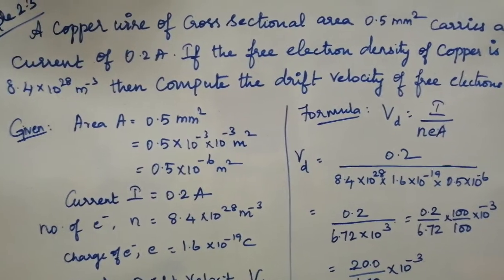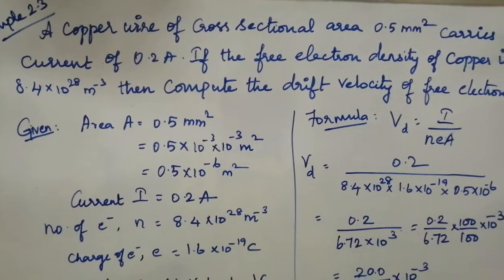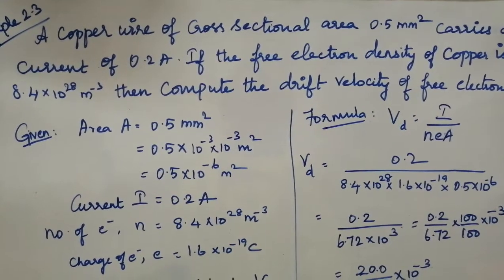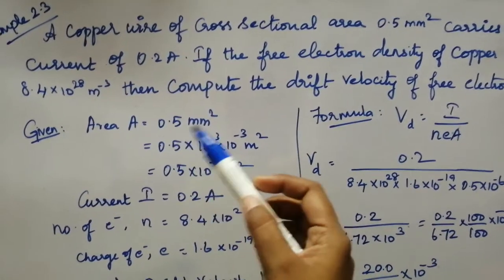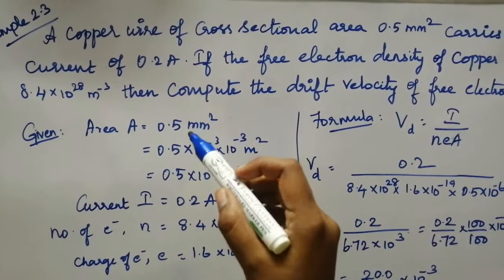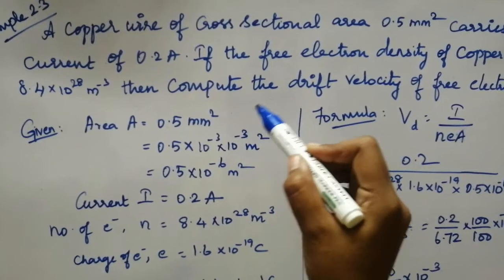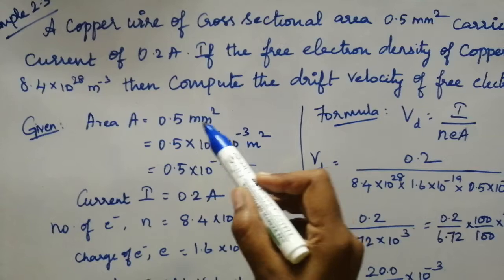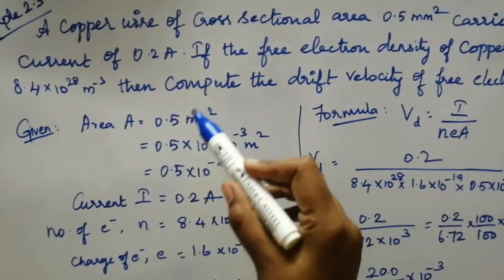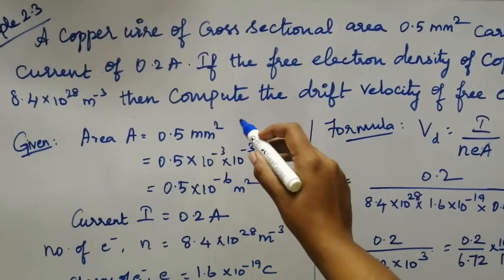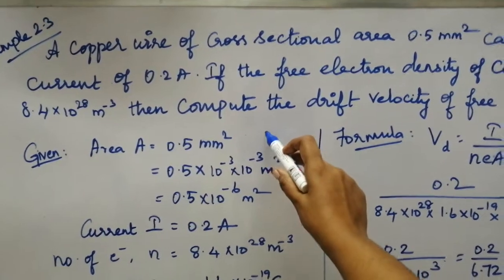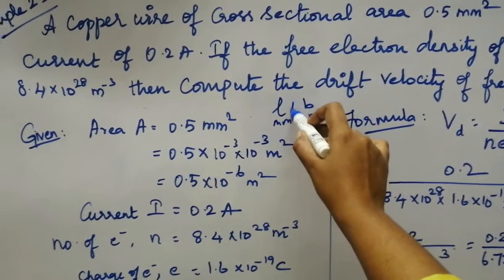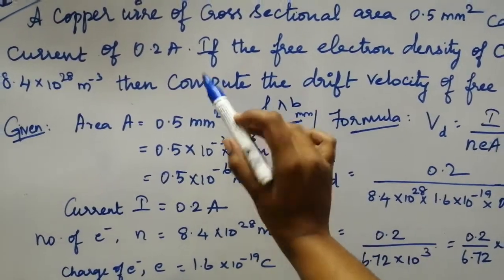Understand the question first and write whatever they have given there. So what are the things they have given? It is the cross-sectional area A, which is 0.5 millimeter square. See, area is one parameter into another parameter, that is length into breadth or side into side. So how did we get this millimeter square? For example, if it is length into breadth, length is in millimeter and breadth is in millimeter. If you multiply this, it becomes millimeter square, right?